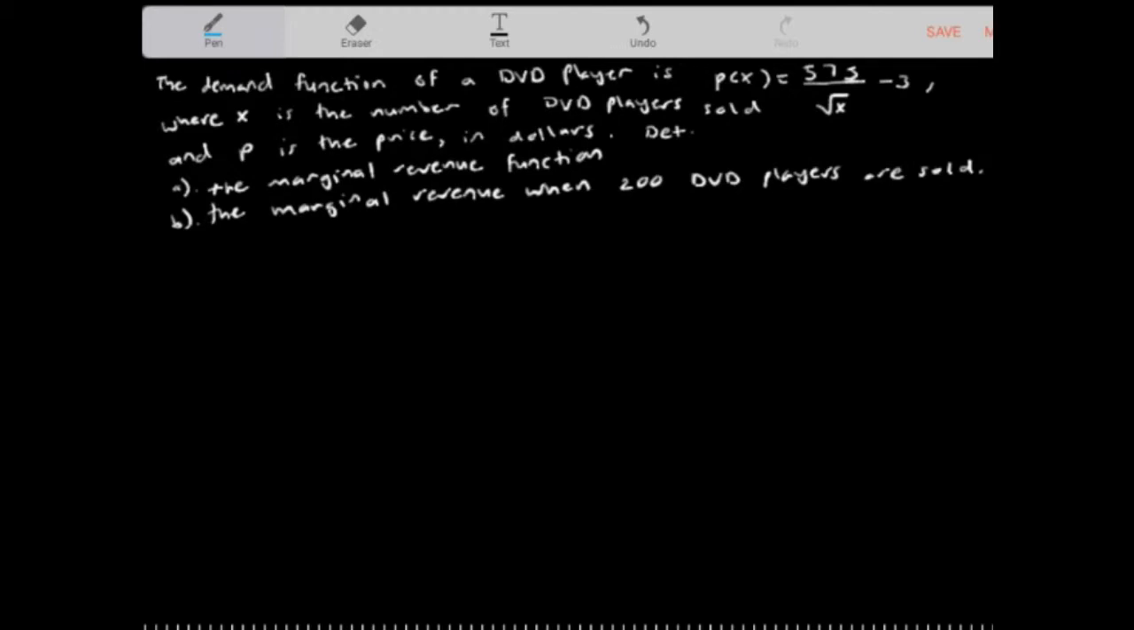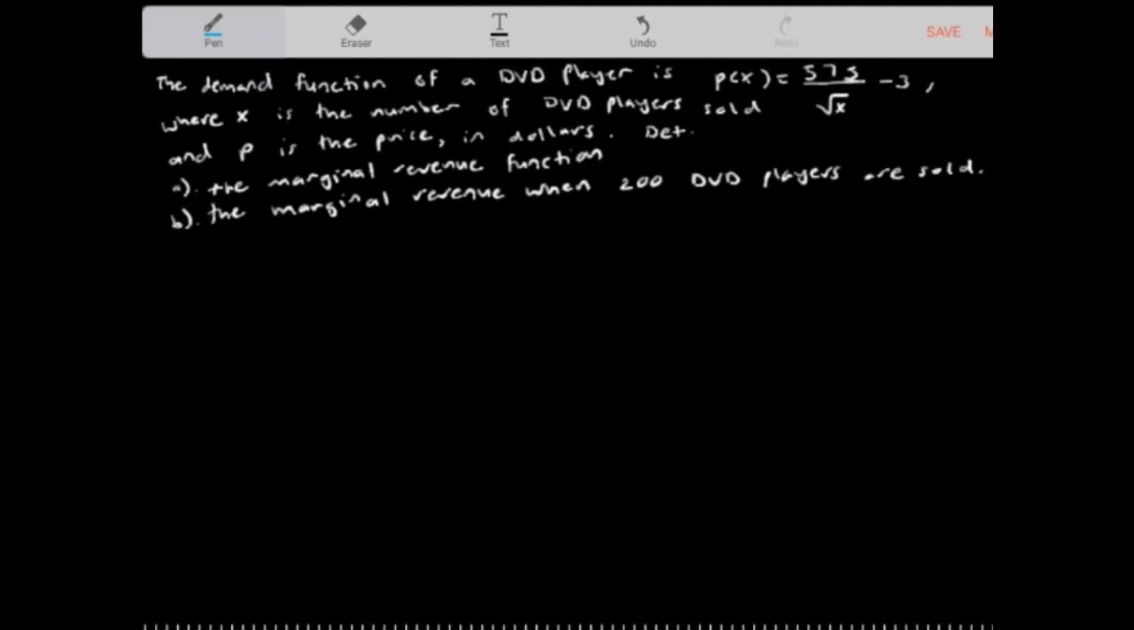Okay, so let's take a look at an example of how we can apply some of these business and economic terms in calculus operations into a real-life application, okay? So the demand function of a DVD player is P of X equals 575 over square root X minus 3, where X is the number of DVD players sold and P is the price in dollars. Determine the marginal revenue function and the marginal revenue when 200 DVD players are sold.